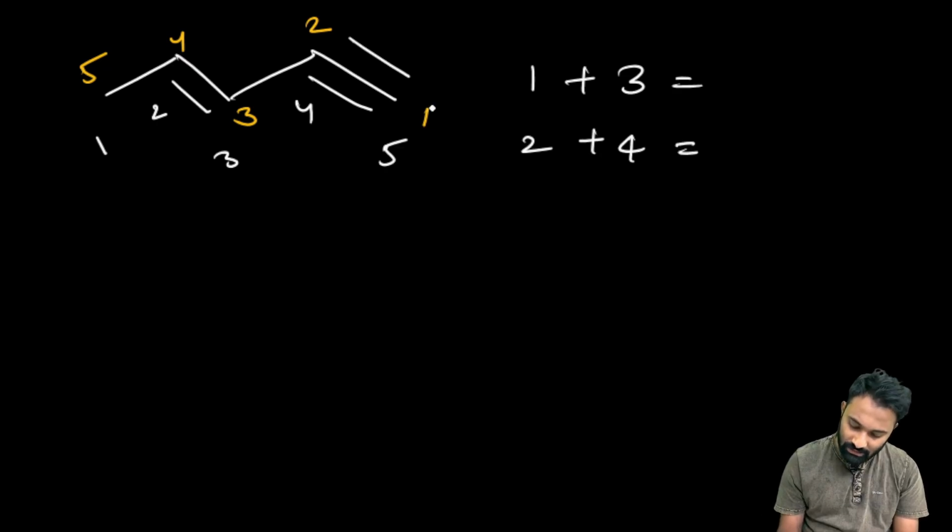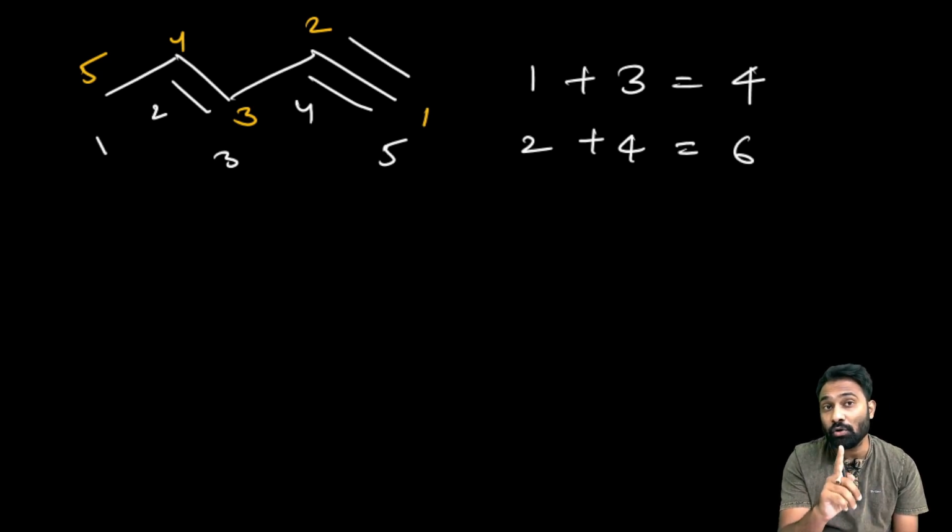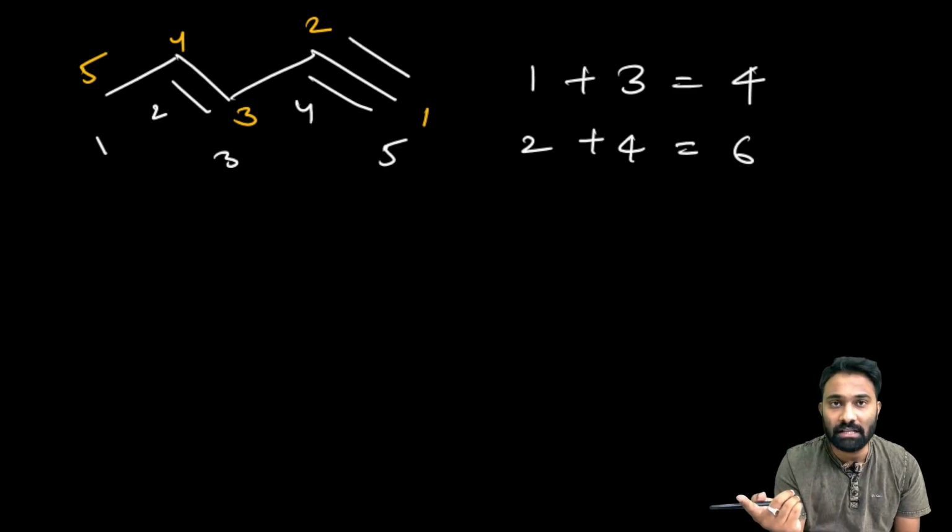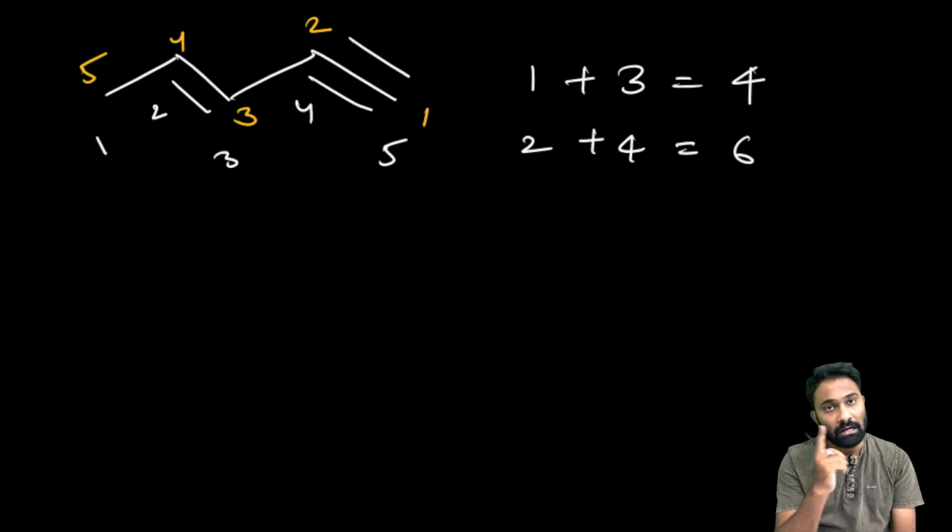Here, if you select the numbering from the triple bond, the double bonds are getting 1 and 3, and the locant sum is 4. If you choose the double bond as the high priority, the locant sum you are getting is 6. So in this case, what you have to do: only when the numbering from the triple bond and the numbering from the double bond is the same, then the double bond is the high priority.